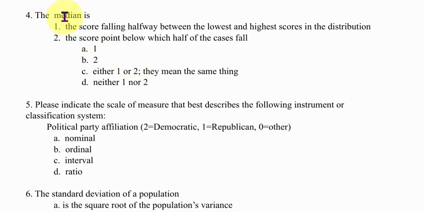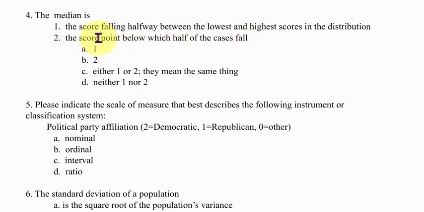Number 4. The median is, which of the following is true? We got the first option, the score falling halfway between the lowest and highest scores of a distribution. That is true with a caveat, with an addendum. If your sample is an even number, let's say you got 20 people in the group, when you get to the center of that group, if you put it in order from smallest to largest, you're going to have 2 in the middle. So what you do there is you add them and divide by 2. Again, I think this is going to be a curveball.